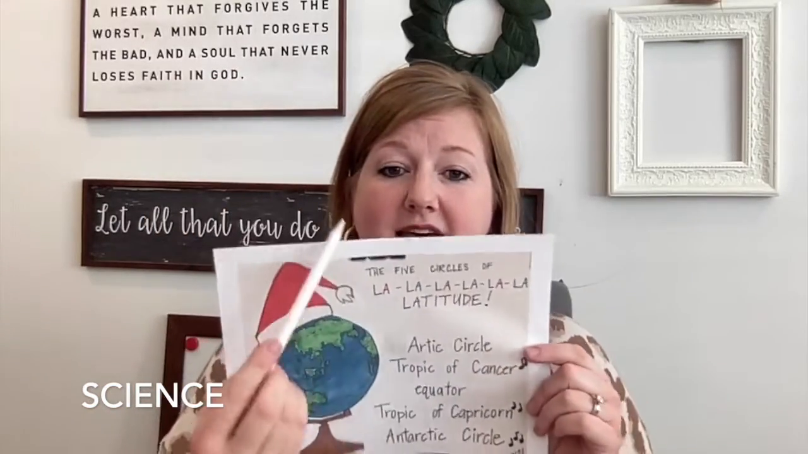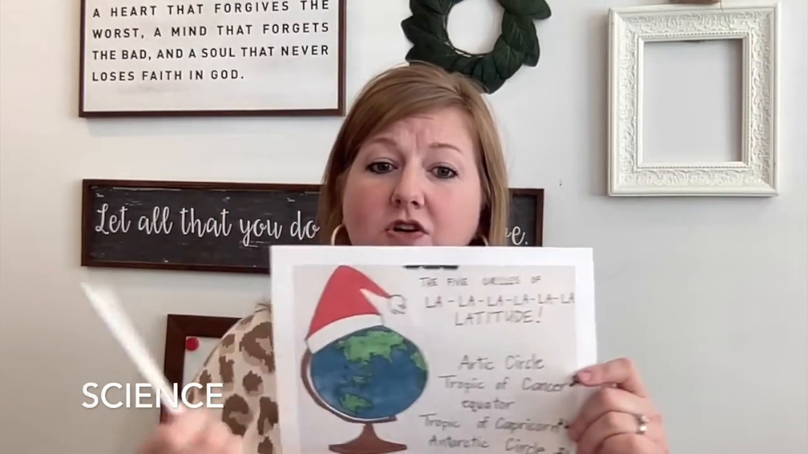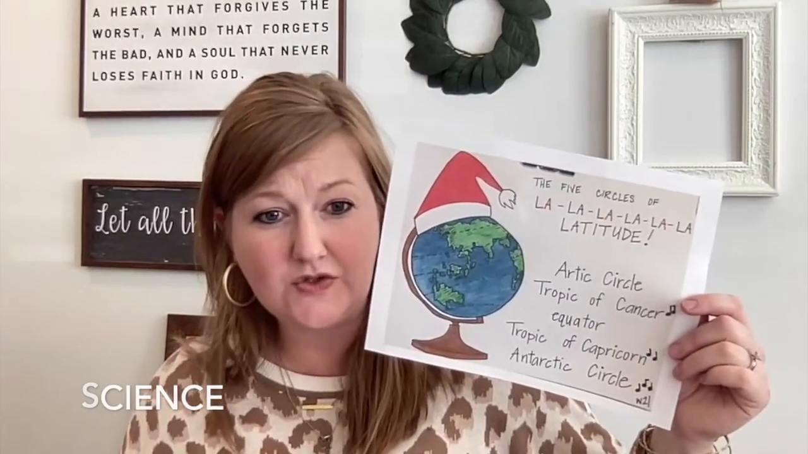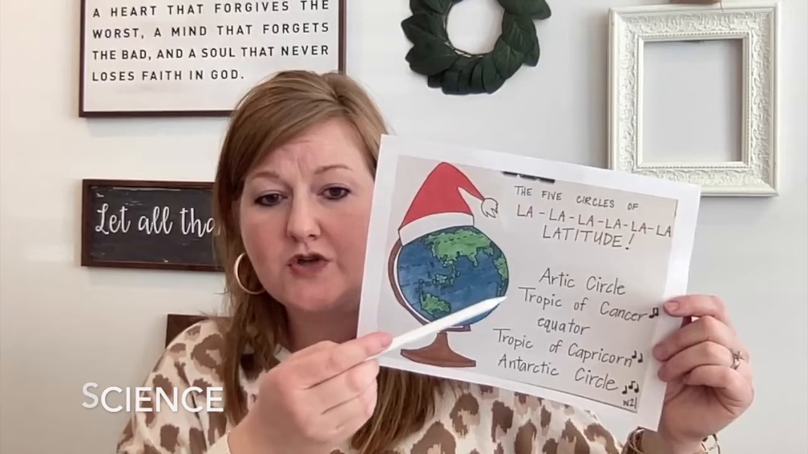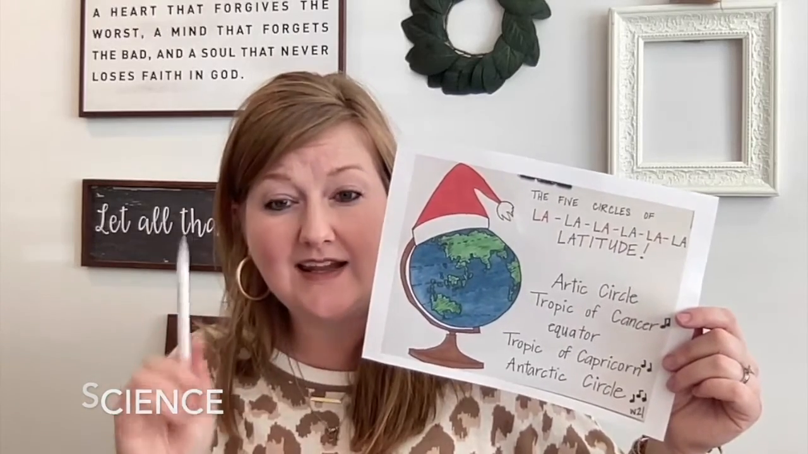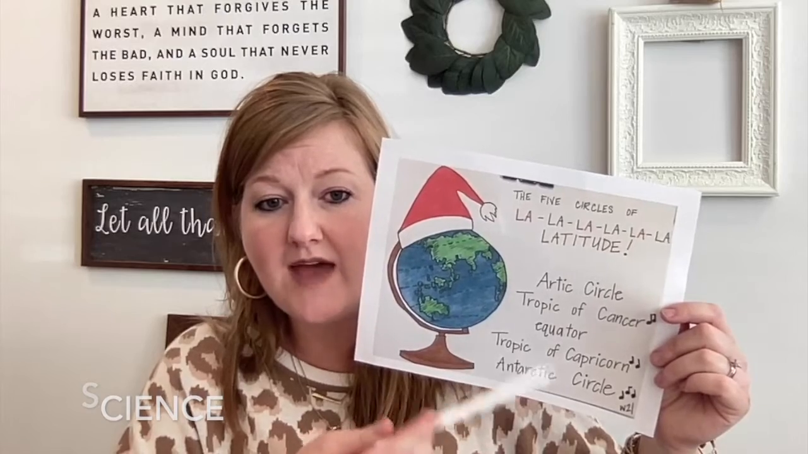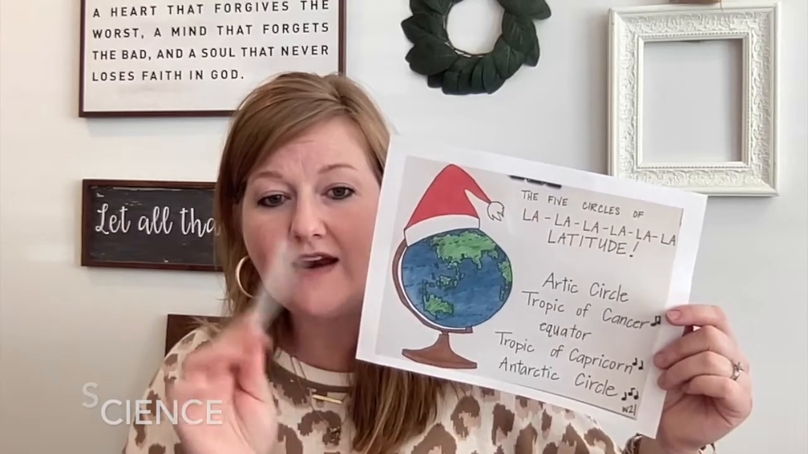The 5 circles of latitude, la la la la la la latitude. Arctic Circle, Tropic of Cancer, la la la la la la latitude. Equator, Tropic of Capricorn, la la la la la la latitude.